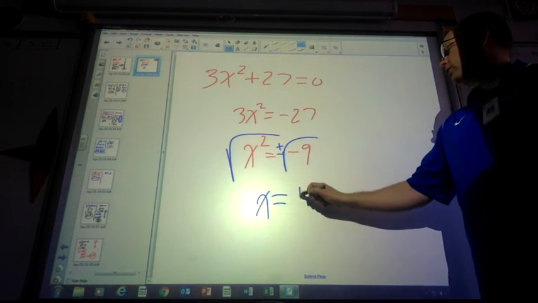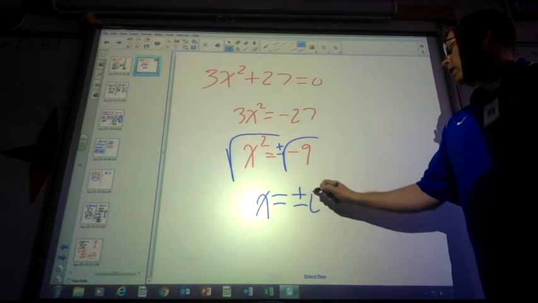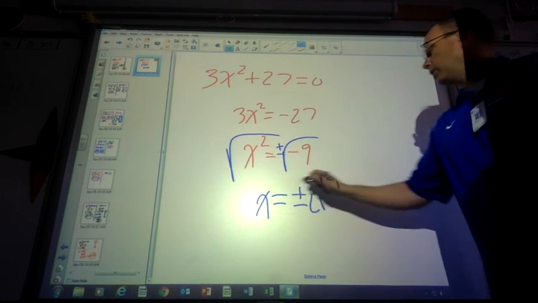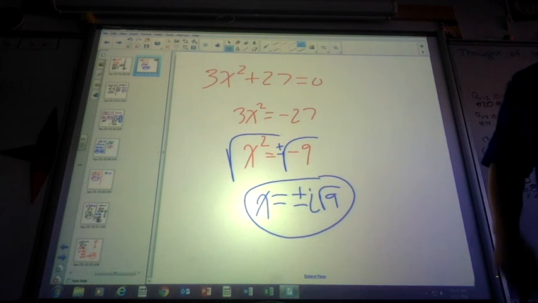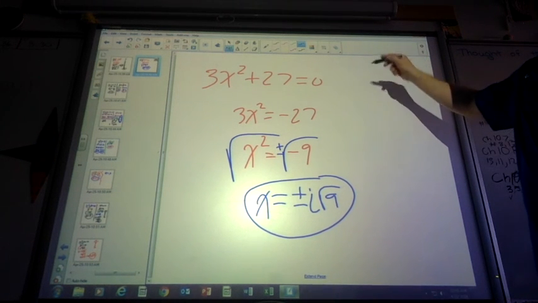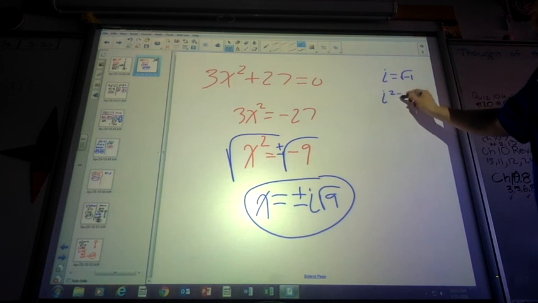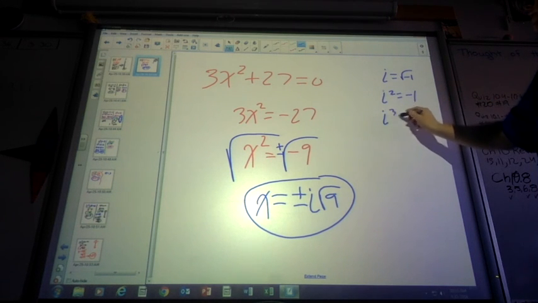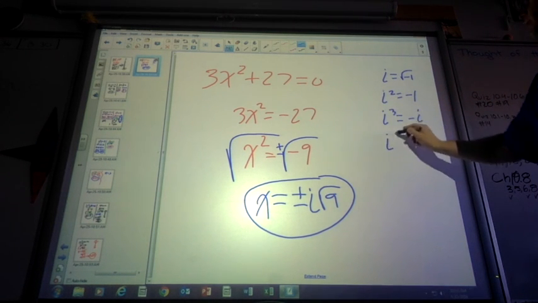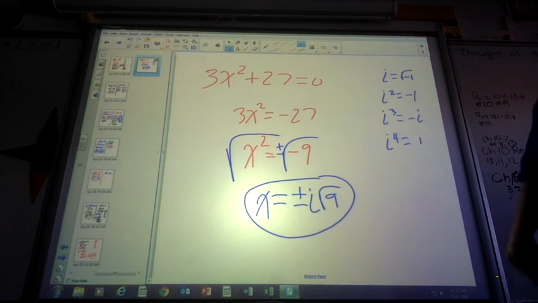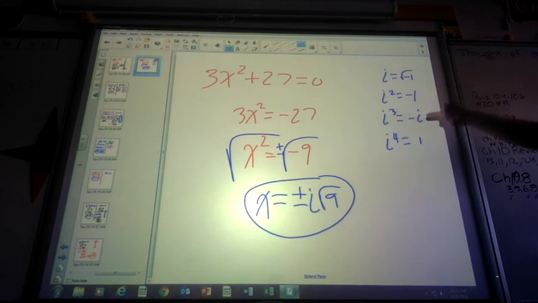The answer to this is plus or minus i square root 9. i stands for the imaginary number system, which repeats every 4. So i is equal to the square root of negative 1. i squared is equal to negative 1. i to the third is equal to negative i. i to the fourth is equal to 1. And then it starts over. i to the fifth, i to the sixth, i to the seventh, i to the eighth, 9, 10, 11, 12.